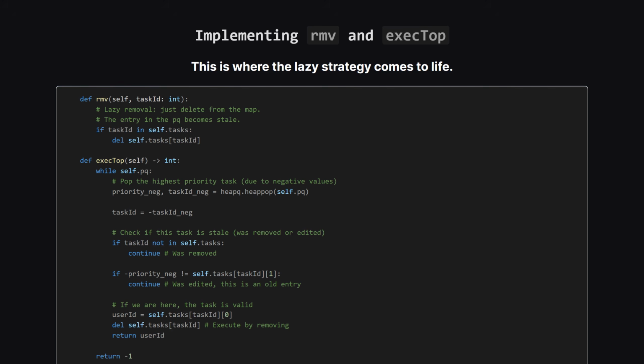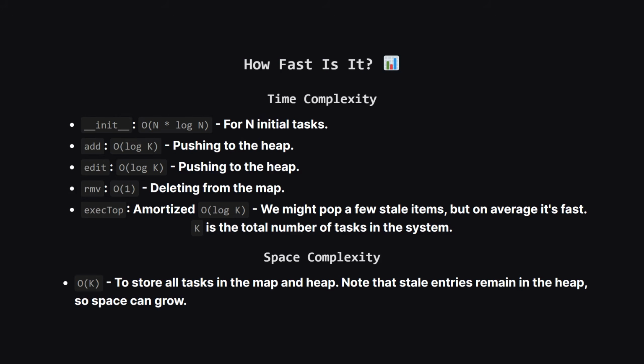If it is in the map, we check if its priority matches what we just popped. If they don't match, it means the task was edited, and this is an old, stale entry. We continue again. Only when a task passes both checks do we know it's the real, valid, top priority task. We then grab its user ID, delete it from the map, and return the user ID. If the loop finishes because the queue is empty, it means there were no valid tasks left, so we return -1.